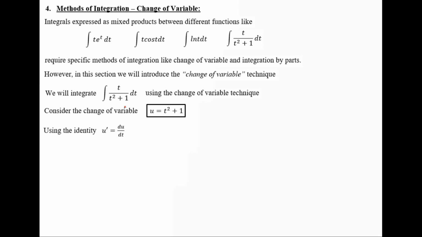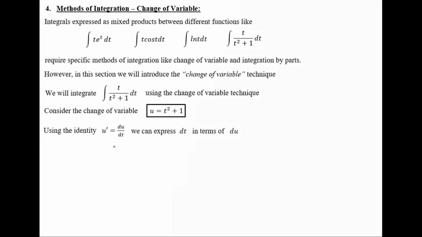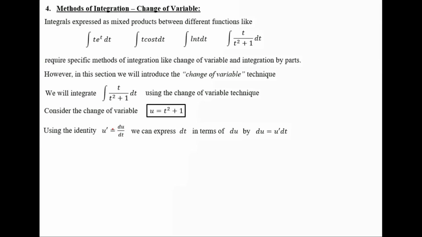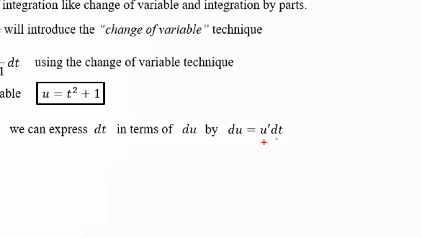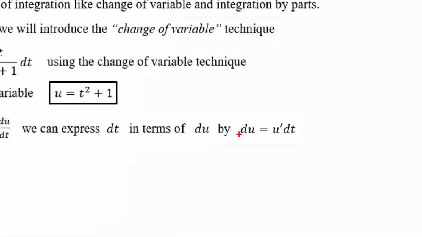Now the second step, which I named the differential step, is to use the identity u prime is du by dt, and try to express dt in terms of du by doing the following. If the derivative is given by du by dt, this is nothing new, because the prime notation is related to the fraction notation. In this case, if we isolate du, it would be given by u prime multiplied by dt. So here I'm saying that we're going to express dt in terms of du by using this relation.